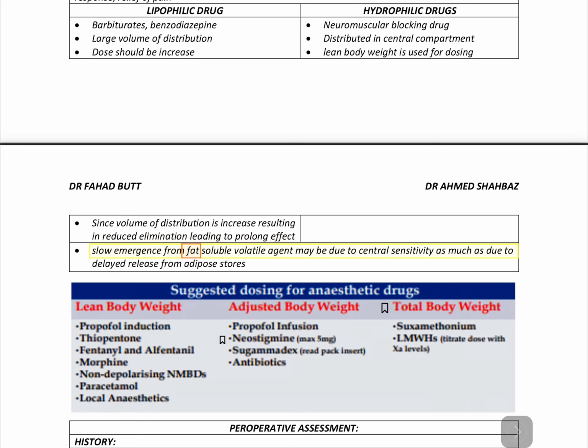Slow emergence from fat-soluble volatile agents may be due to central sensitivity as much as to delayed release from adipose stores. Perioperative assessment, history.